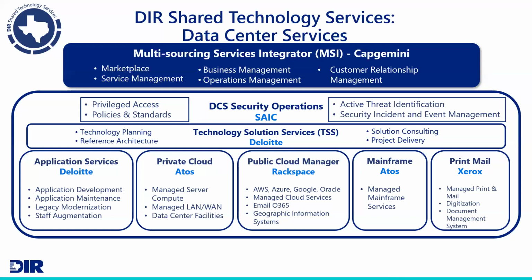So if entities don't have that type of space on their servers, this is where our private cloud services can come in as a resource to your entities. The public cloud manager services, the vendor providing those is Rackspace. They offer things like Amazon Web Services, Azure, Google, and Oracle Cloud Services. They also offer email and Office 365 through this program, and I know a lot of your entities use that program. They also offer GIS, or Geographic Information Systems, for services such as aerial shots or aerial photography.